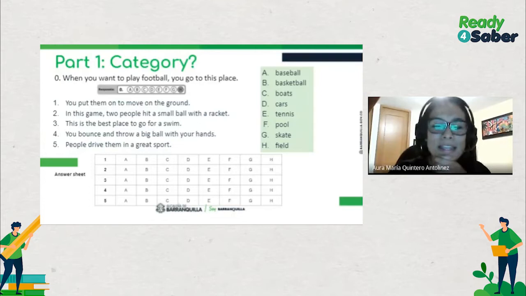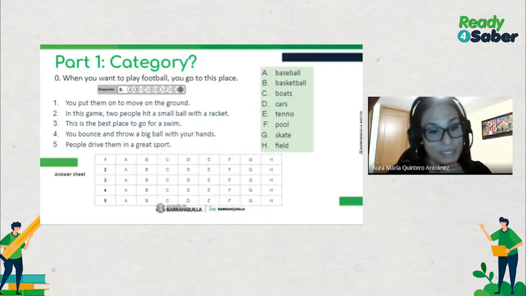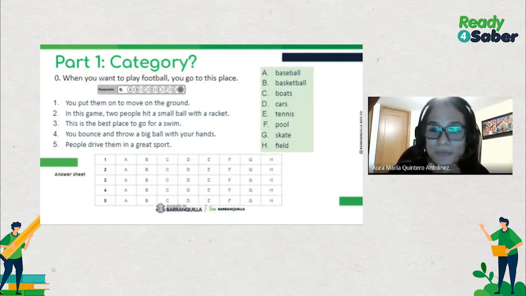Thank you, guys. You're very smart. Number 3, this is the best place to go for a swim. Sí, Gustavo, I'm sorry, my bad. Sí, fue mi error. Tú estabas bien, tú lo dijiste muy bien. Era skate, muy bien. No, I'm sorry. It's okay, Gustavo, no te disculpes, fue mi error.